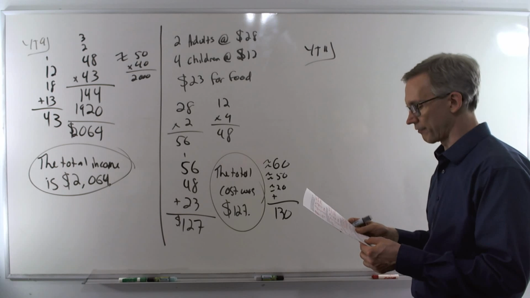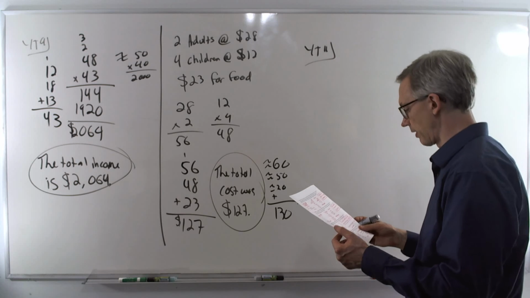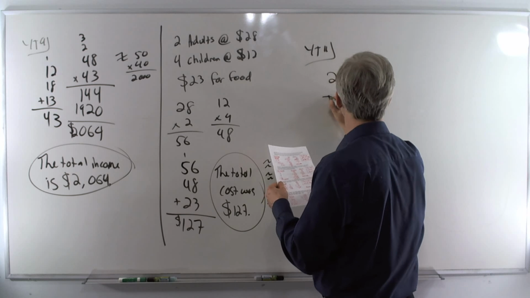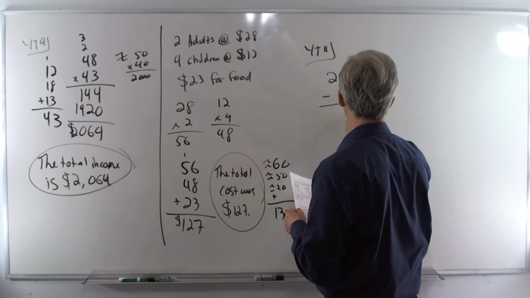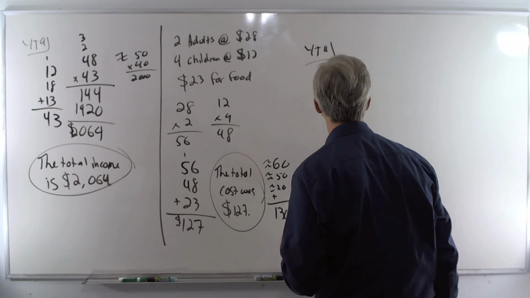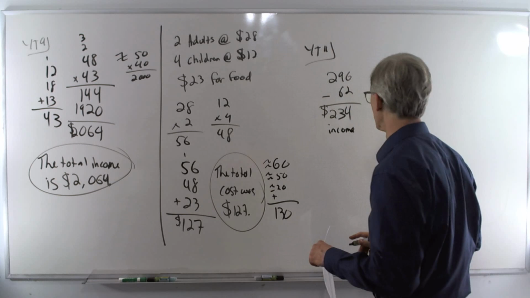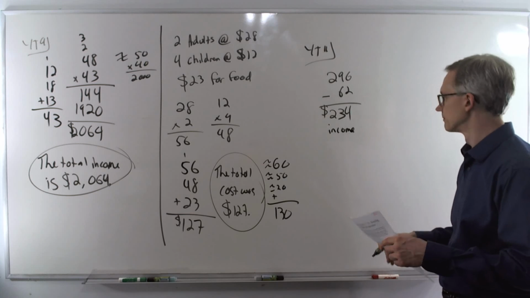All right, well, let's figure out the profit. I give you the equation, profit equals revenue minus cost. So the revenue was $296, and the cost is $62. So subtract those. So they made $234. And there are 3 college students.